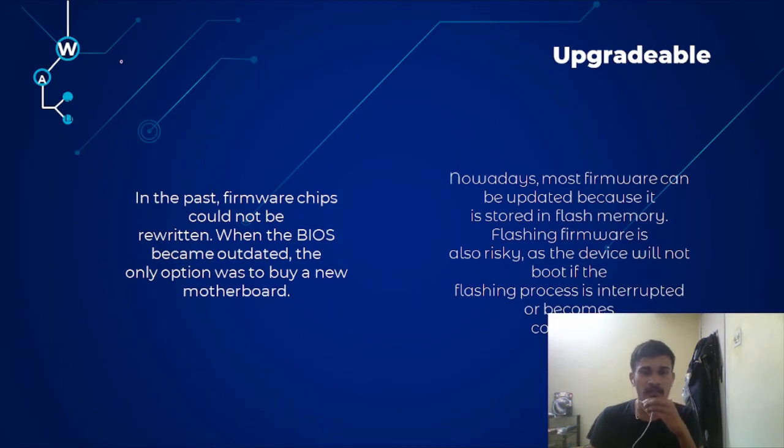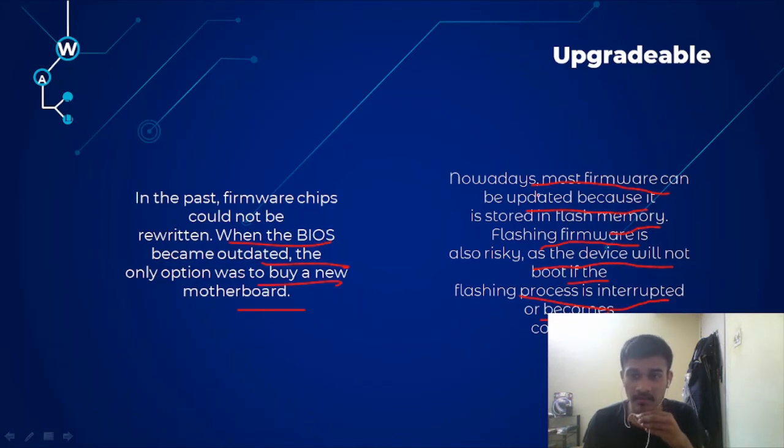In the past, firmware chips could not be rewritten. When the BIOS became outdated, the only option was to buy a new motherboard. Nowadays, most firmware can be updated because it is stored in flash memory. But flashing firmware is also risky, as the device will not boot if the flashing process is interrupted or becomes corrupted. Even when flashing the BIOS, if something goes wrong, it can get completely corrupted. So that risk is present.